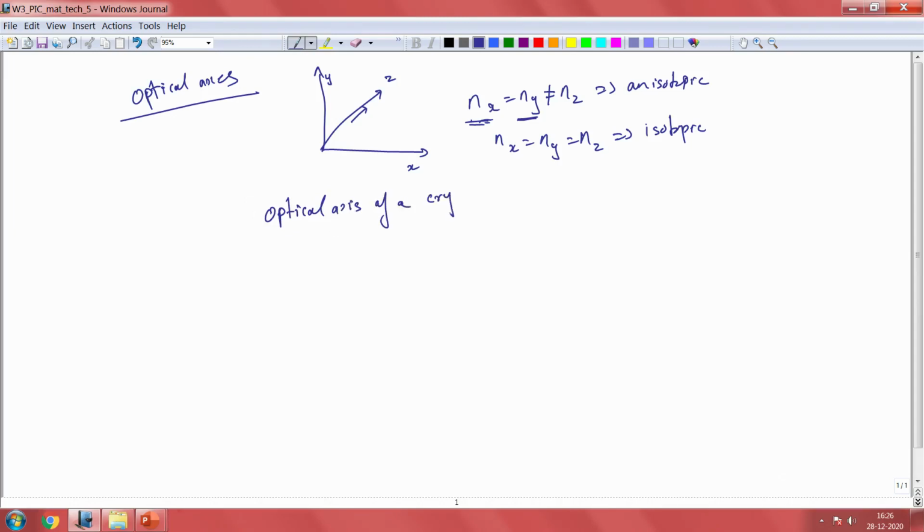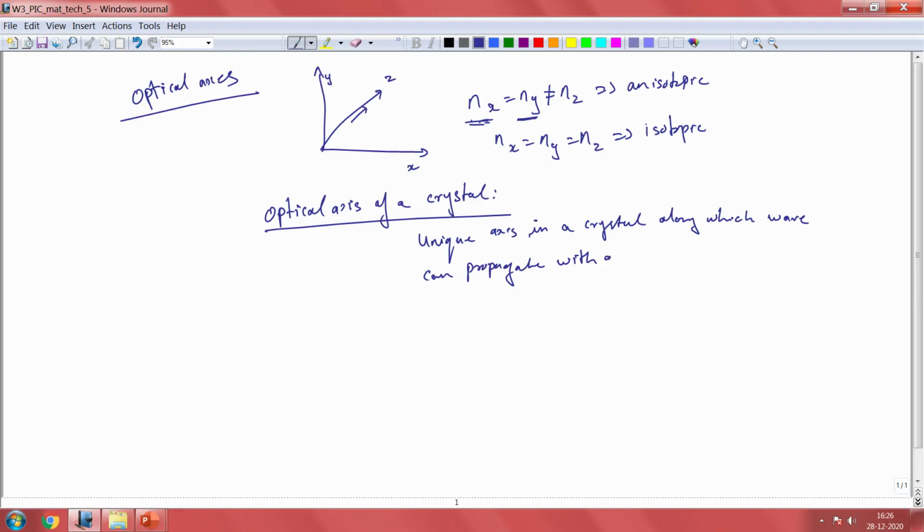Axis of a crystal. So, what is this? The optical axis of a crystal is nothing but a unique axis in a crystal along which a wave can propagate with a refractive index, an index of refraction, that is, and this is very important, independent of its polarization direction.